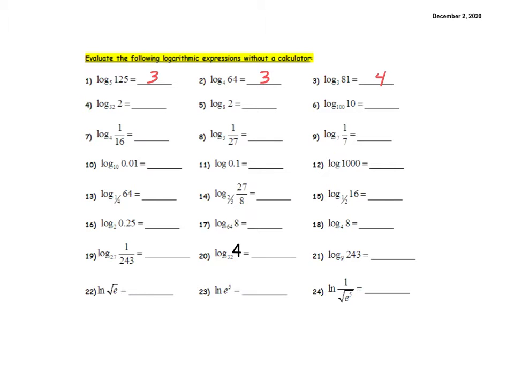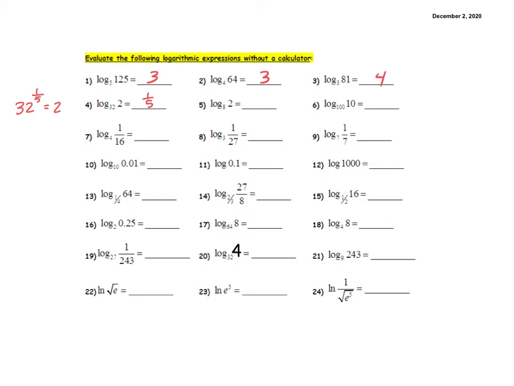And now this one, number 4, is a little more difficult. 32 to what power is 2? Well, obviously, it's not going to be an integer power. You're going to have to take a root of it. So if you think about it, 32 to what power equals 2? What root would I have to take? Well, we know that 2 to the 5th is 32, so 32 to the 1/5 is going to be 2. In other words, the 5th root of 32 would be 2.